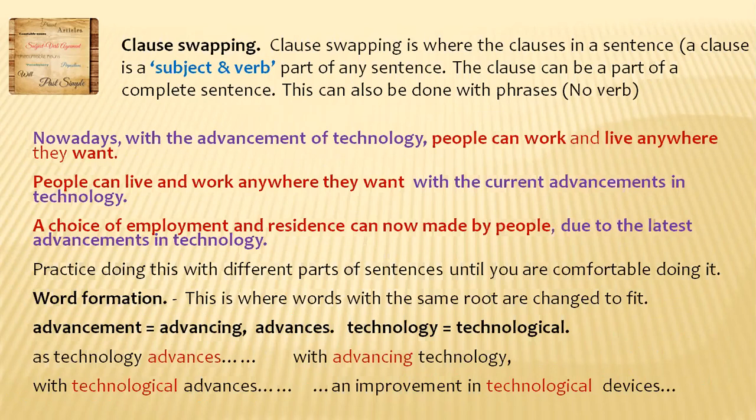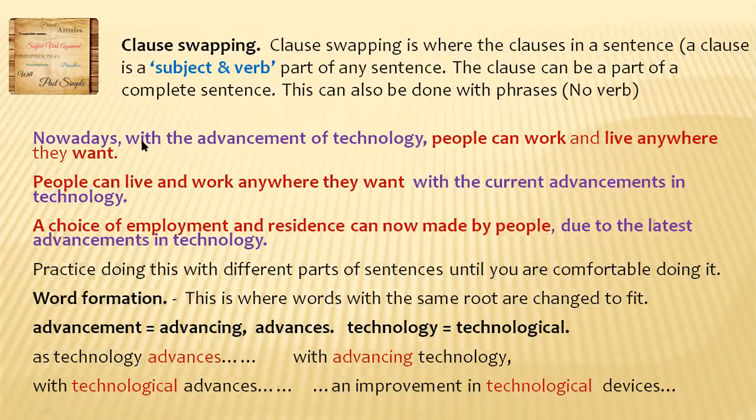If it's a phrase, there is no verb included in a phrase. So, for example, with the advancement of technology, this is a phrase because there is no verb in it. People can work and live. That's a clause. People, subject, work or live, verb. Can is a verb. So subject, verb. That's a clause. Not really important for this, but if you're changing things around, you've got to know the difference. So when you change things around, your sentence stays grammatically correct.